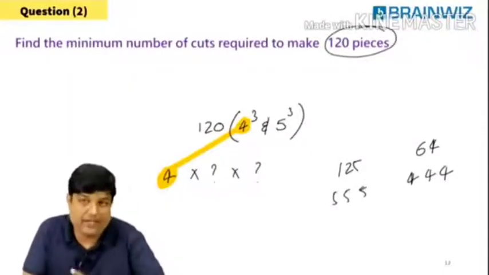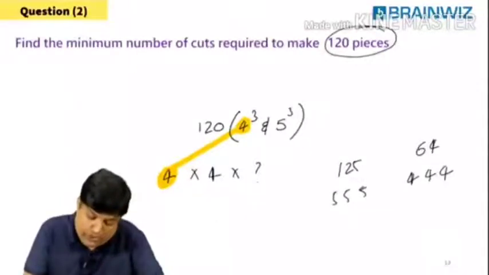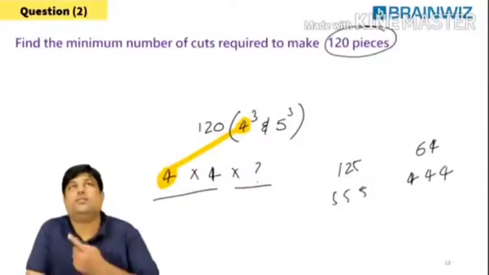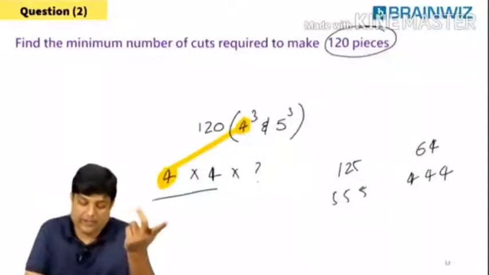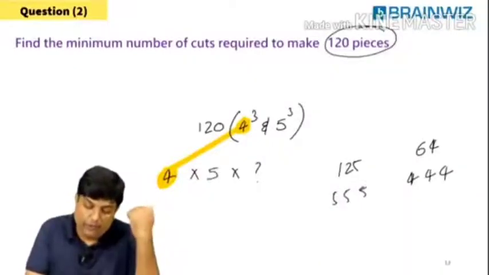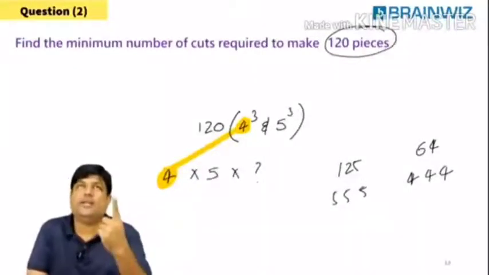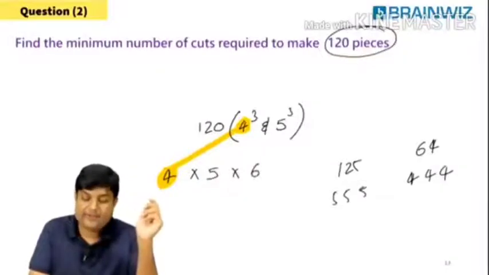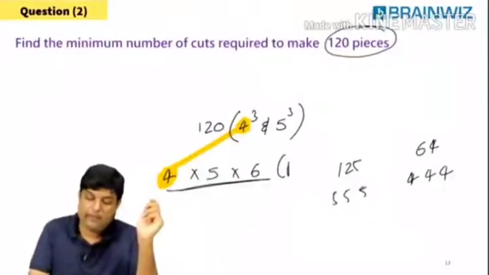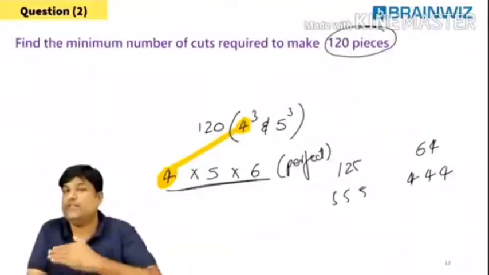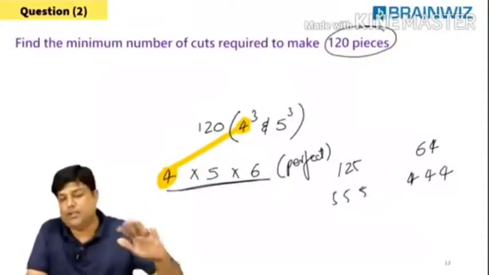So let me try. 4 4s are 16. 16 to something. No, we won't get it. Leave it. One more trial. 4 5s are 20. Yes, I got it. 20 into 6. Perfect. Multiples. 4 into 5 into 6. Almost all equal, and it's a multiple.